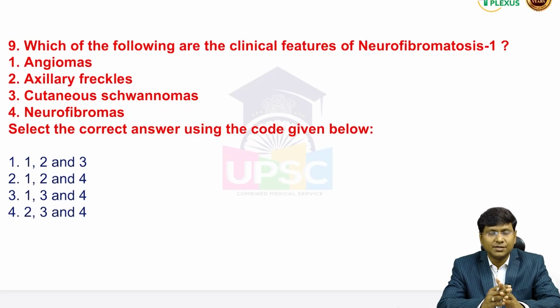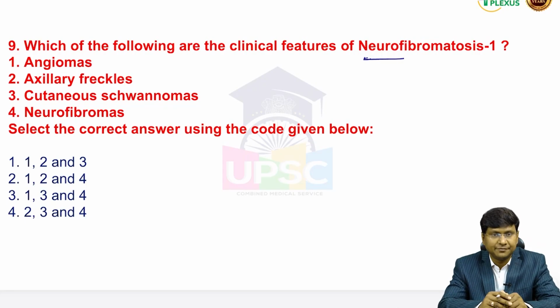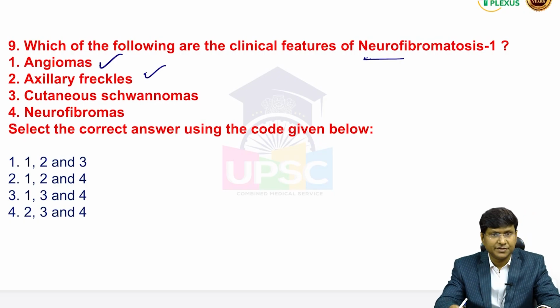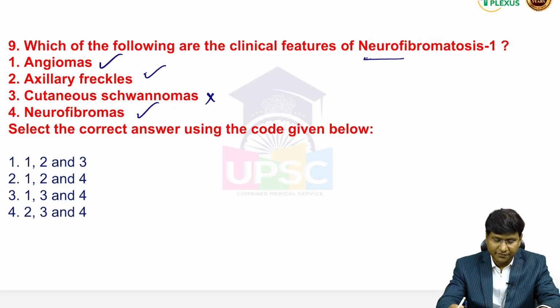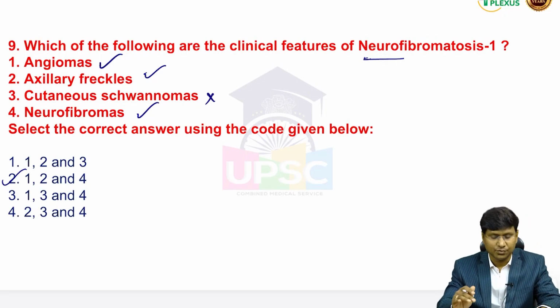The next question is on the topic of neurocutaneous markers, that is neurofibromatosis. Which of the following are clinical features of neurofibromatosis type 1? Angiomas, axillary freckles, cutaneous schwannomas, neurofibromas. Select the correct answer using the code given below. Angiomas are features of neurofibromatosis type 1. Axillary freckles are also features. Cutaneous schwannomas are not features. And neurofibromas are also features of neurofibromatosis type 1. So the correct answer is 1, 2 and 4.